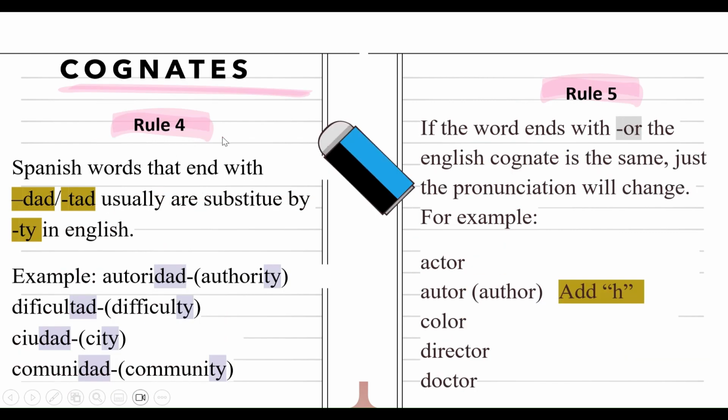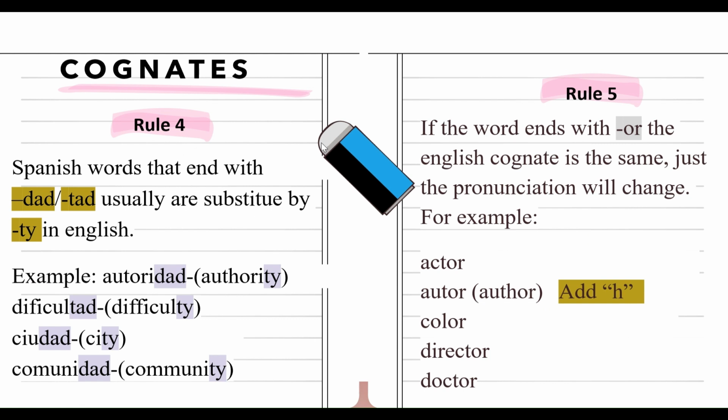Rule number four. Spanish words that end with dad or tad are usually substituted by ty in English. For example, authority is autoridad. We change the ty to dad. As I already mentioned, in Spanish we don't have th words. That's why in Spanish, autoridad, we just have t, no th, okay? Dificultad, the ending is tad, so it is difficulty. Ciudad, the ending is dad, and the word is city.